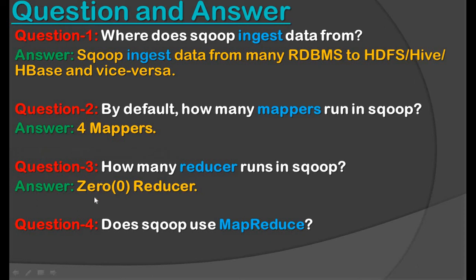Don't be surprised, there are 0 reducers in Sqoop. We know that Sqoop uses the MapReduce framework, but in the MapReduce framework Sqoop only uses the mapper. It does not use the reducer. We will see how it uses the mapper and why Sqoop does not use the reducer. This is a very important question, how many reducers run in Sqoop. The answer is 0 reducers run in Sqoop.